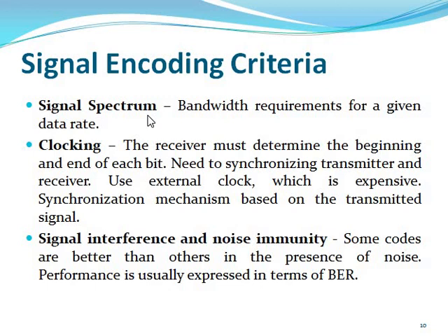Now next we can show clocking. The receiver must determine the beginning and end of each bit. There is a need to synchronize the transmitter and receiver. One can use an external clock, which is expensive, or a synchronization mechanism based on the transmitted signal. So the next criterion is clocking. Clocking is used to synchronize the receiver and transmitter. Then next we can show signal interference and noise immunity.